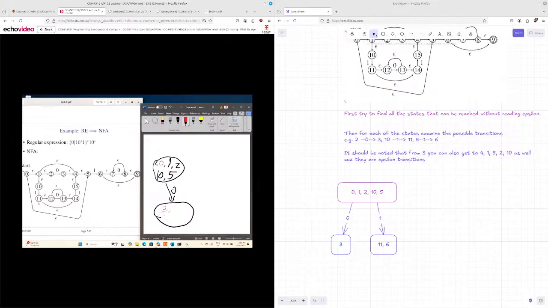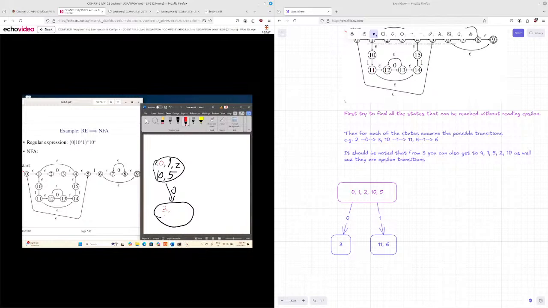Then we look at 10. If the NFA is at 10, can we go anywhere along a 0 transition? No, because there's only a 1 transition label. Then you look at 5. Nothing. So that's it. What that means is, if the NFA is in any of these states and the next input is a 0, the only state you can reach directly is 3. Okay, have I missed anything?